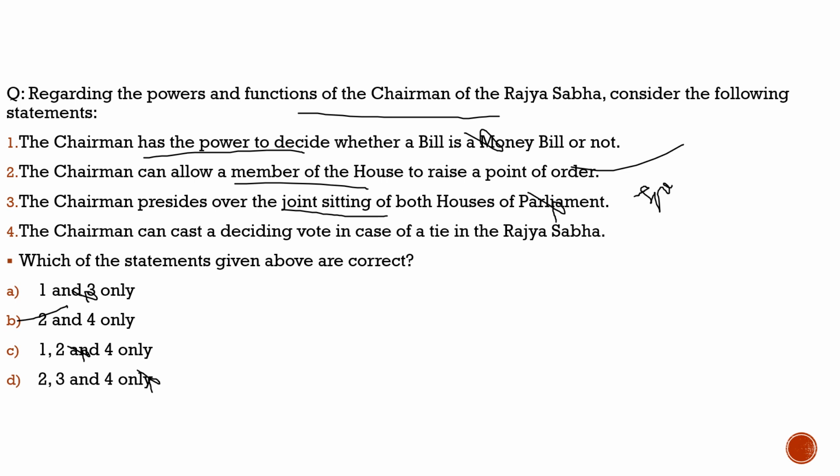Let's have a look at the fourth statement. The chairman can cast a deciding vote in case of a tie in the Rajya Sabha. 100% correct. So with respect to this question, the correct answer would be option B, that is 2 and 4 only. With this, I hope you had understood basic information about the chairman of the Rajya Sabha. We are discussing it from the last few classes now. Now with this, let's move to another slide and see what question we have brought from the previous year question book today.